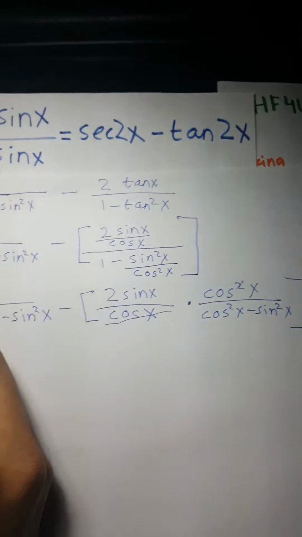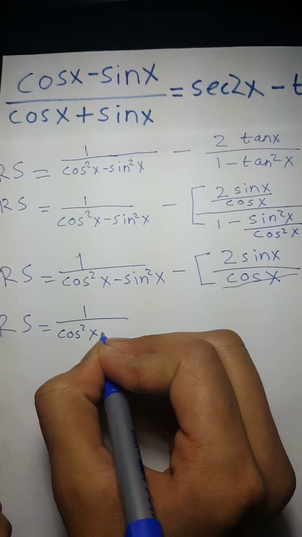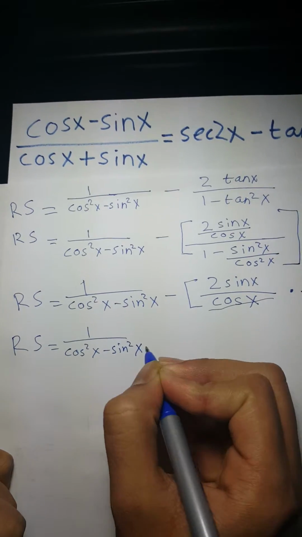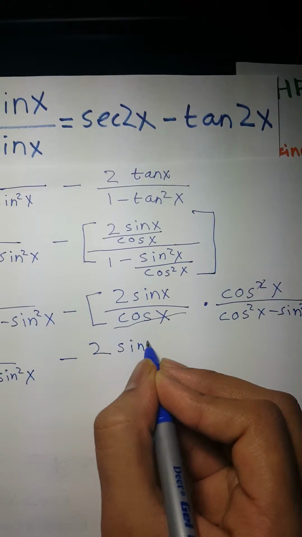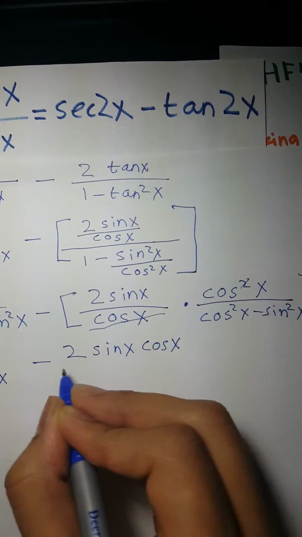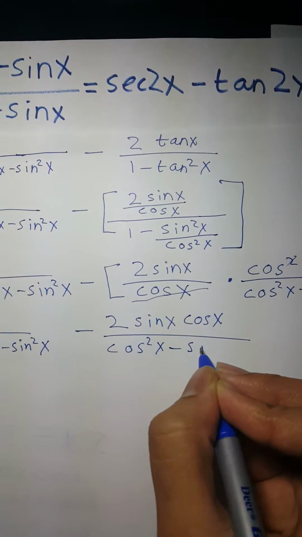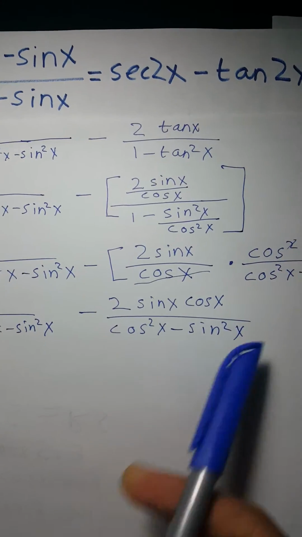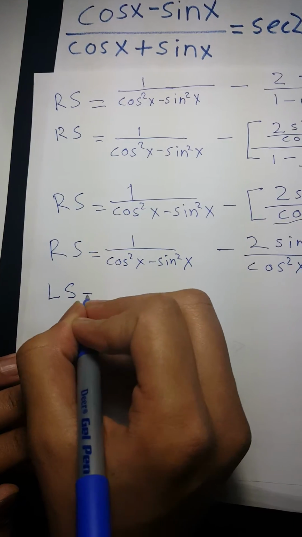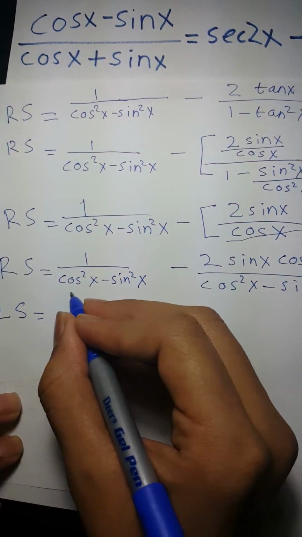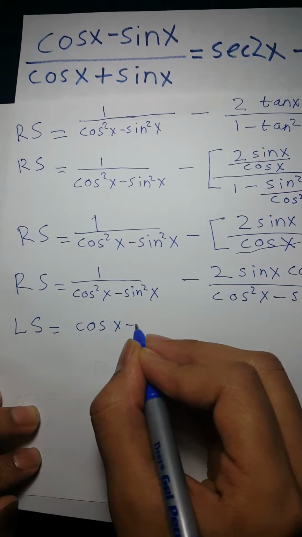Good things happen. The right side therefore equals 1 over cos squared x minus sin squared x, and then we can subtract the 2 sin x cos x over the same denominator, which is cos squared x minus sin squared x. And obviously, you can just write them together. It doesn't matter, both ways are correct. The left side, however, is simple, but we're not able to make this equal that. So how can we do such a thing? I'll explain that in just a bit.